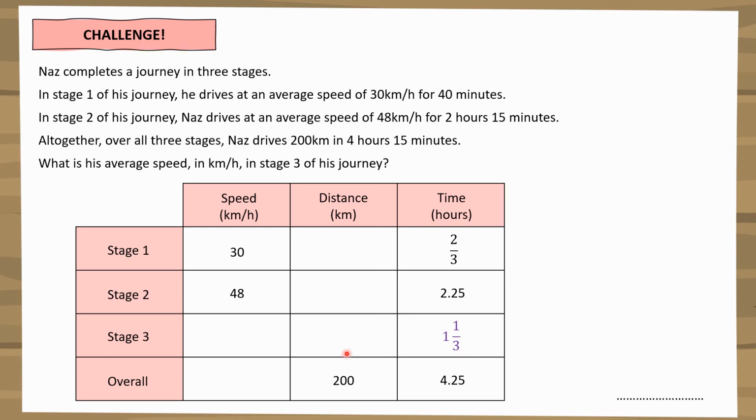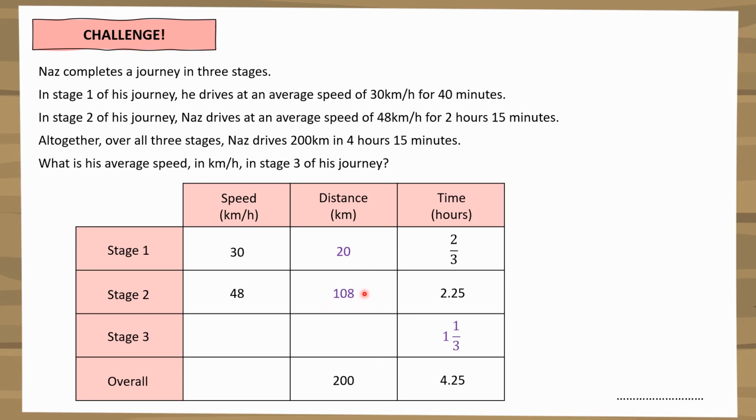Right, what else can I work out at this point then? So on stage 1 and 2, I know speed and time, which means I can work out distance. So distance is speed times time. So stage 1, I'm going to do 30 multiplied by 2/3. So my distance for stage 1 of the journey is 20 kilometres. For stage 2, if I do 48 multiplied by 2.25, that'll give me the distance of 108 kilometres for stage 2 of the journey.